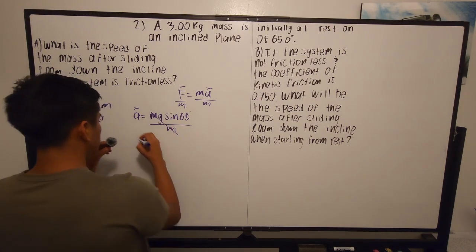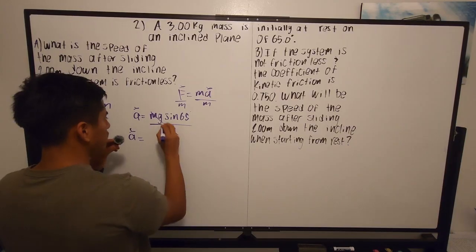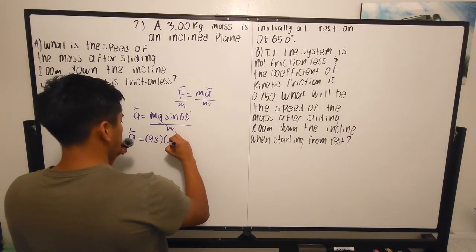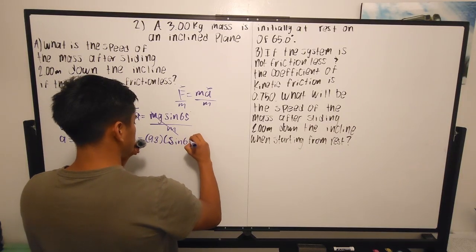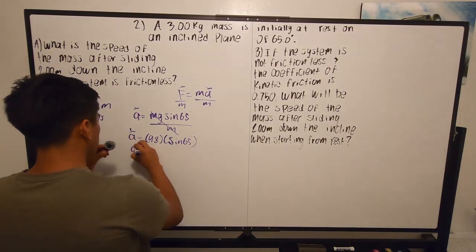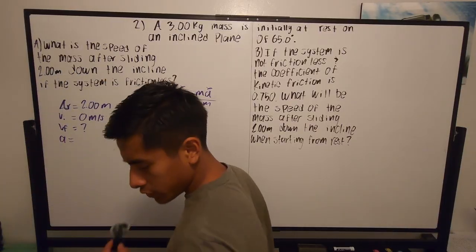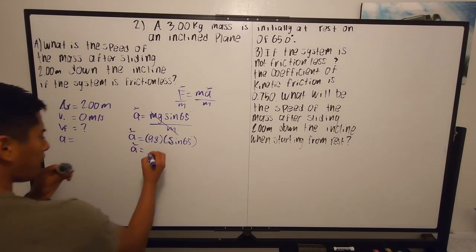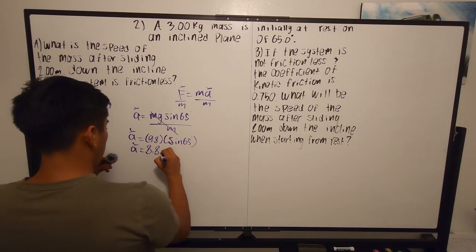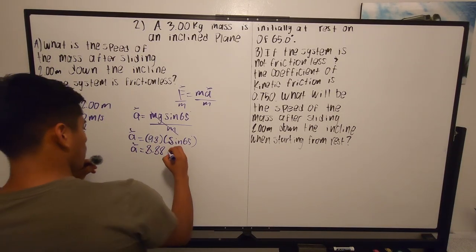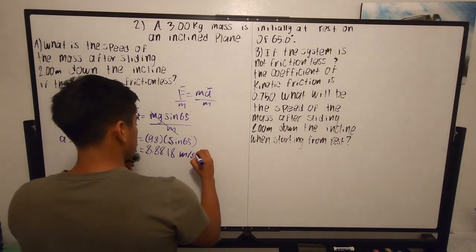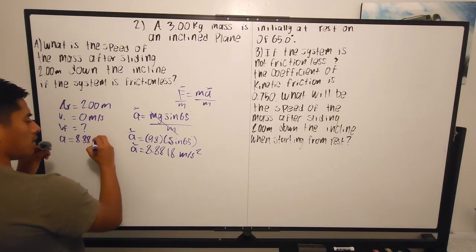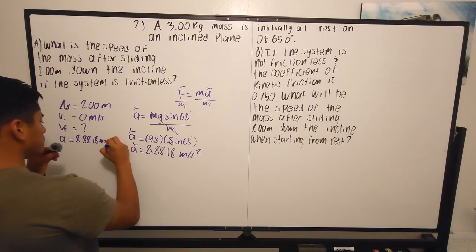These masses will cancel out, so then we're left with the acceleration equals g sine of 65. So that's 9.8 sine of 65 degrees. And then you'll get that your acceleration is equal to 8.8818 meters per second squared. Now we can go ahead and write that over here, 8.8818 meters per second squared.